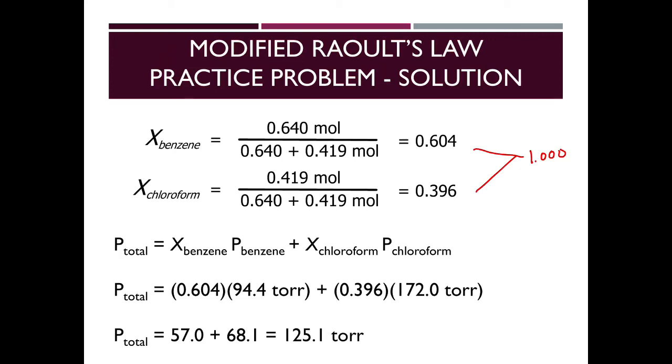And then to get our total vapor pressure, or the vapor pressure of our solution, you're going to take the mole fractions of each one of those and multiply them by their normal vapor pressures. So we'll take the mole fraction of benzene, multiply by its normal vapor pressure, and then take the mole fraction of chloroform, multiply by its normal vapor pressure, get both of those, add them together, and you will get your answer.